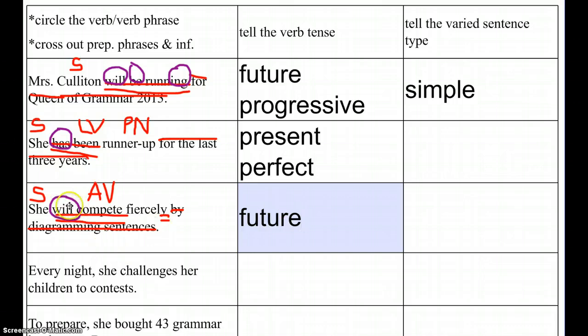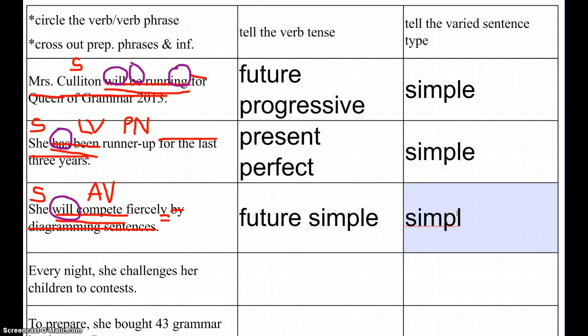And when I get rid of that verb, I see that I'm left with one other verb. There's no other helping verb. There's no suffix. So this must be simple tense, future simple. And I forgot to go back and do these sentences, but neither of them have any introductory phrase or clause. There's no special punctuation in them, so both of these sentences are simple.